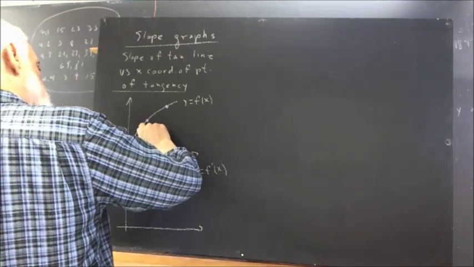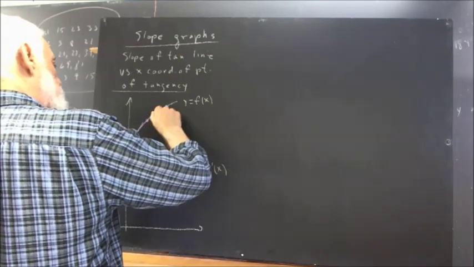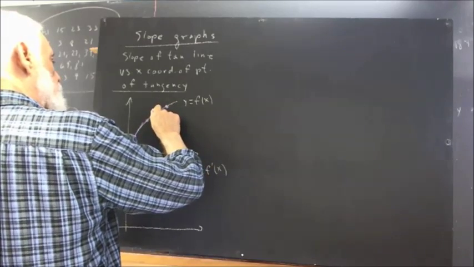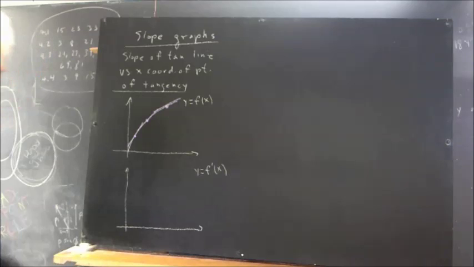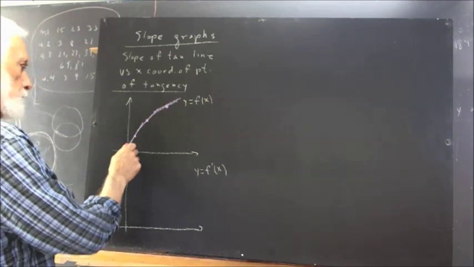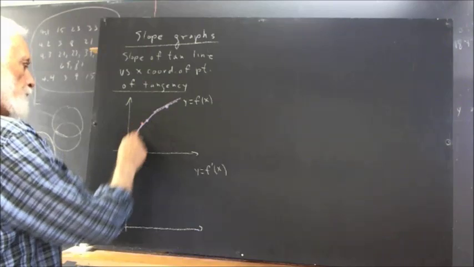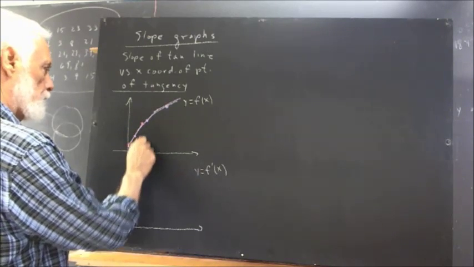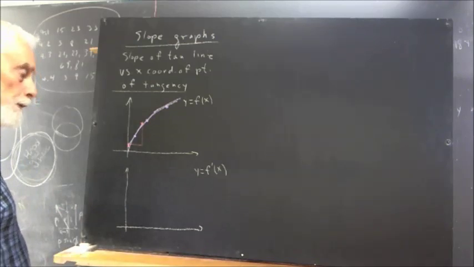And we can construct a tangent line at each of these points. Now, I'm not constructing the tangent lines, I'm just sketching them. What we want to do to easily and quickly construct the slope graph is take 2 points on each tangent line. Let's take these 2 points on this tangent line. Then the slope is going to be the rise divided by the run.